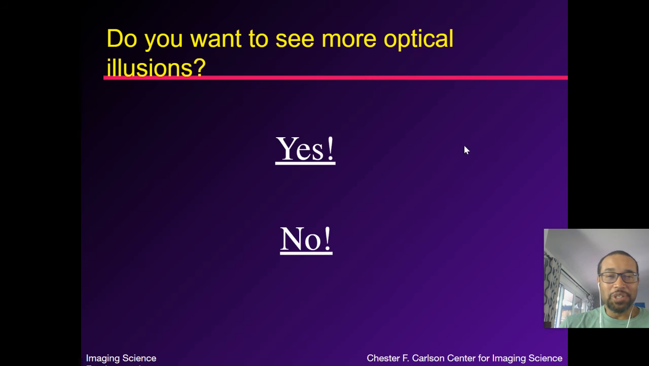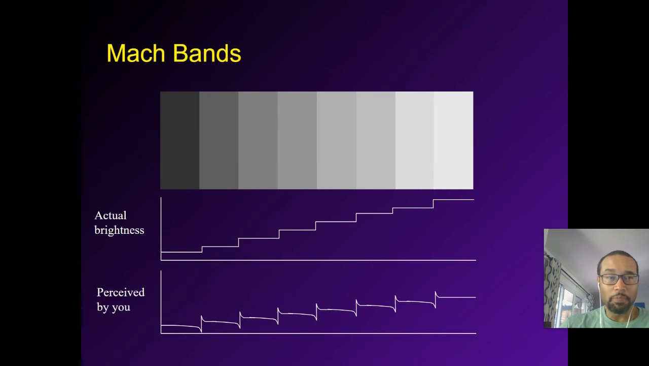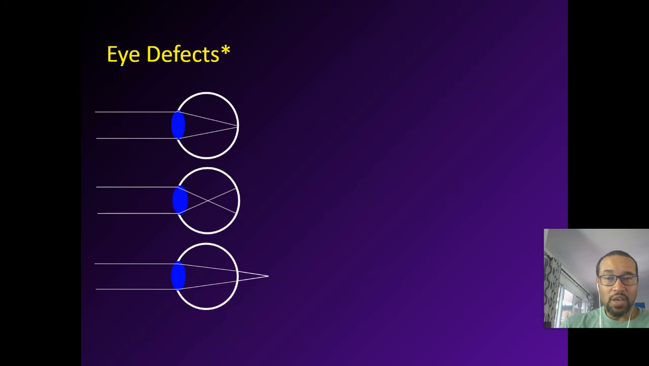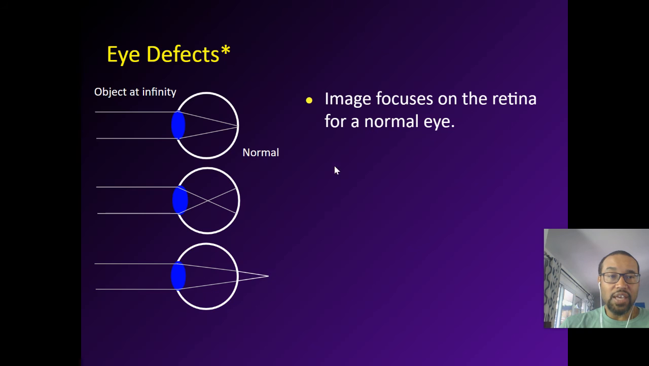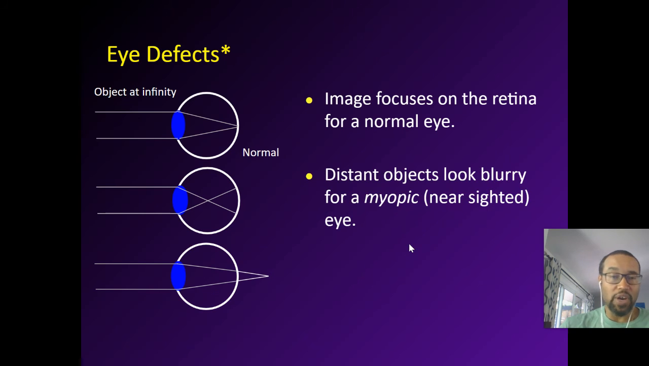If you want to see some more optical illusions, I'll let you click on those and then you can watch some more. Last thing I'll talk about are eye defects. Here is a nearsighted versus regular versus a farsighted eye. So this is what should occur normally. You get that image perfectly, those light rays converging perfectly on the retina.